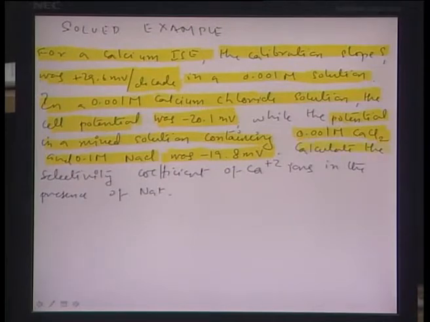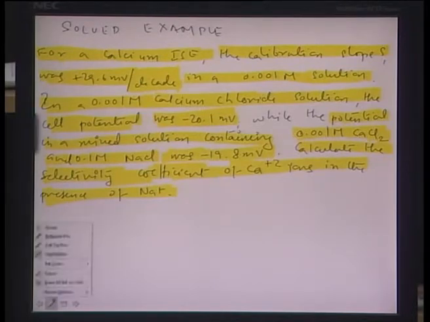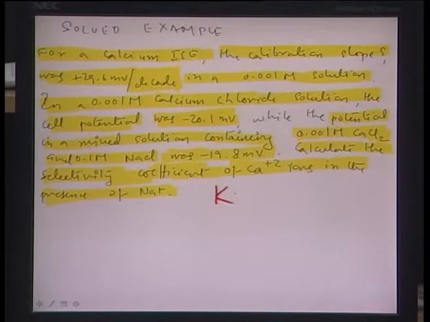So, you have to calculate the selectivity coefficient of the Ca plus 2 ion in the presence of Na plus. In other words, if you look at the ion selective coefficient, you are essentially calculating K Ca plus 2, Na plus. This is the jth ion, the interfering ion, and this is the ith ion. So, how do we calculate it? To begin with, we first have to calculate the activities of the calcium and sodium ions in the pure solution and the mixed solution.